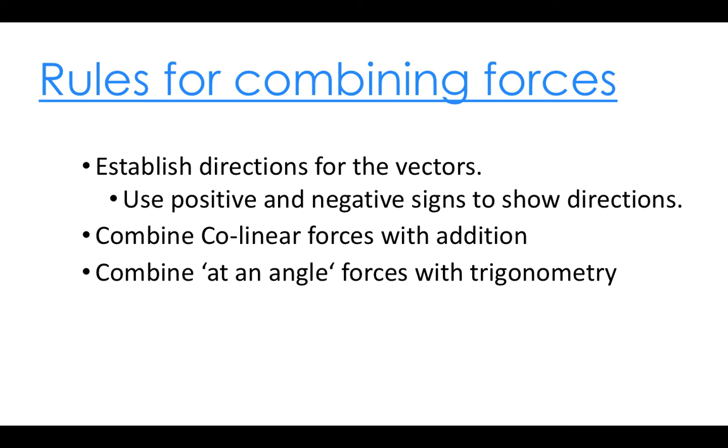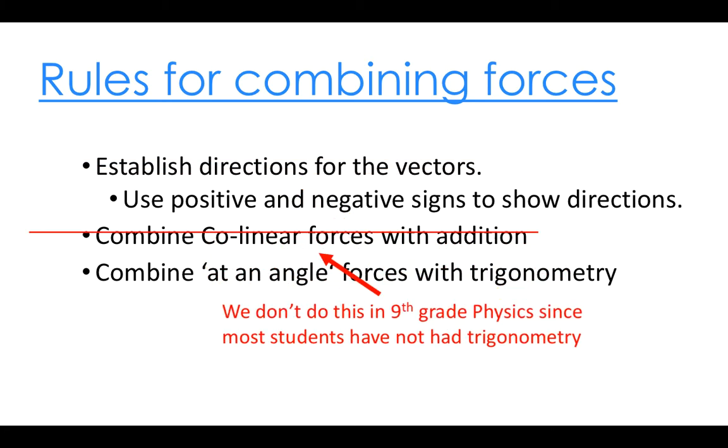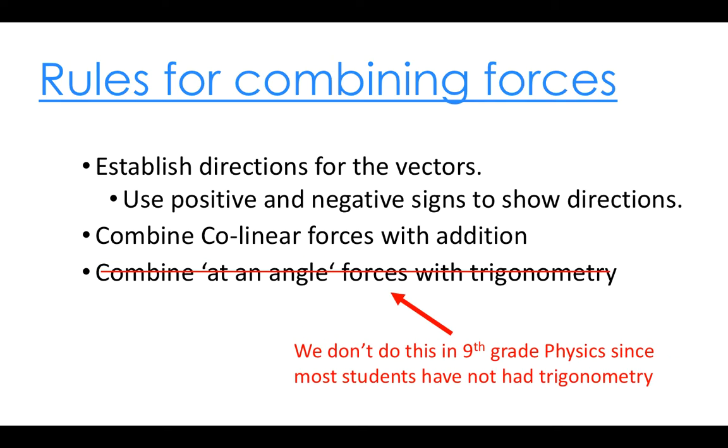So we can combine an up vector and a down vector. We could combine a left and right vector, but we will never be combining this last one, forces at an angle. We're never going to combine in our class an up vector with a side-to-side vector, a left or right vector. That's because that requires trigonometry, and most of us haven't done that yet. I feel quite confident that you could do that really well in a few years when you know a little bit about trigonometry, but we're not going to take that on in the 9th grade physics course.